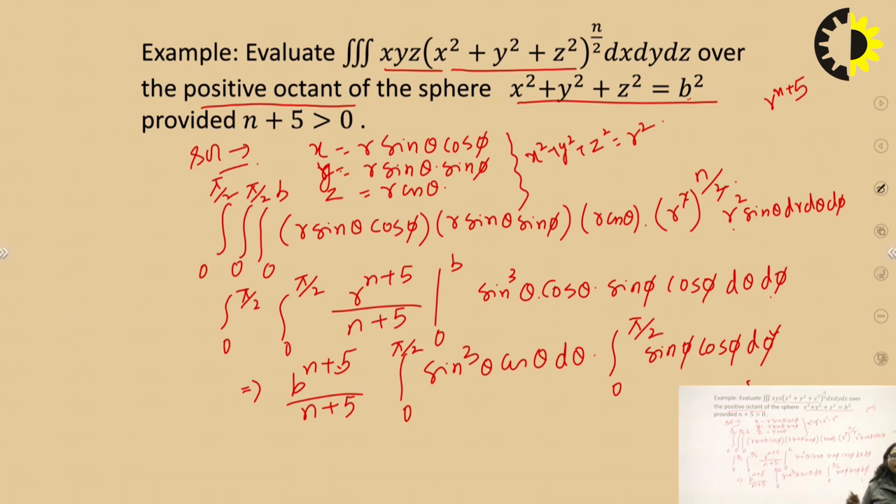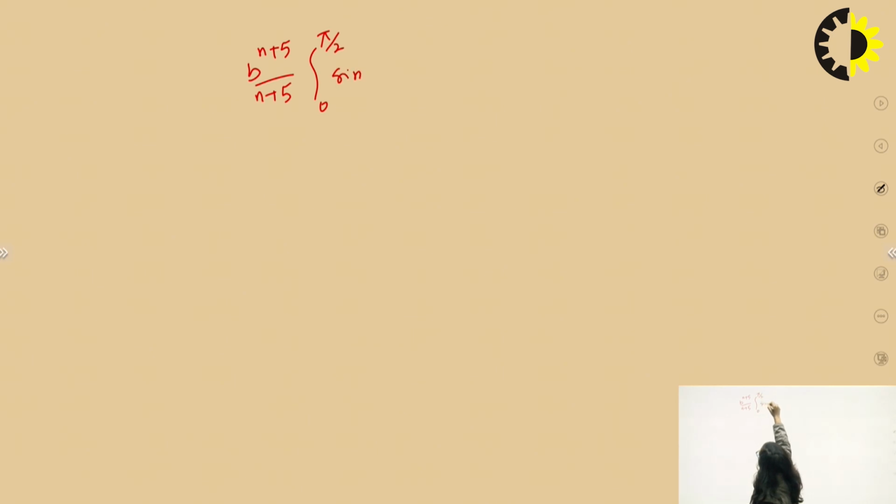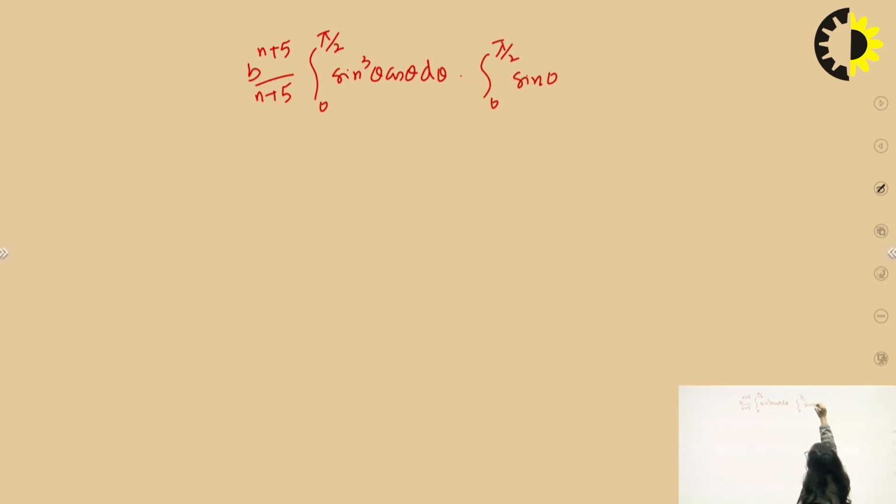But now, we try to solve it by using the beta gamma functions also. So what we do in the next slide, I am writing this equation again. It's b to the power n plus 5 upon n plus 5, times the integral from 0 to pi by 2 of sine cubed theta, cos theta, d theta, and in the second integral we have 0 to pi by 2, sine phi, cos phi, d phi. So let us think of solving it by using the beta and gamma functions.